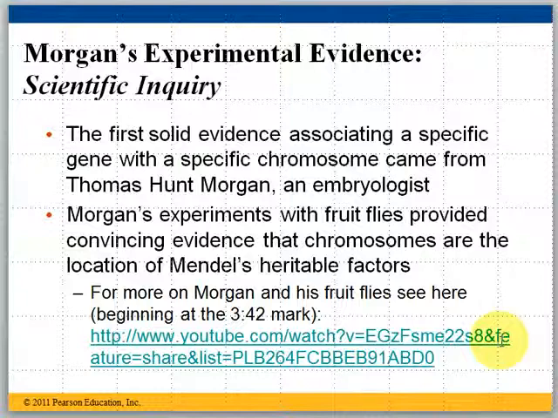Remember, prior to this, we didn't know physically where these heritable factors resided within the cell. Well, we didn't call them chromosomes, but we physically didn't know where they were. And even though people knew chromosomes and had seen chromosomes, we still didn't have definite proof that that's where the genes, as we came to call them, were located. So Morgan's experiments helped to prove that.